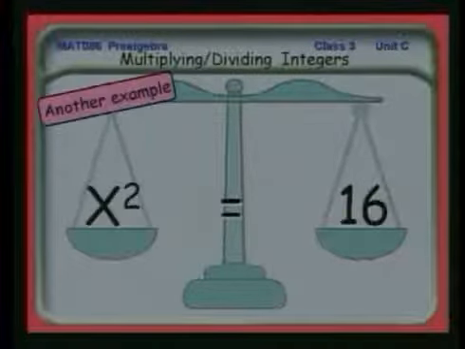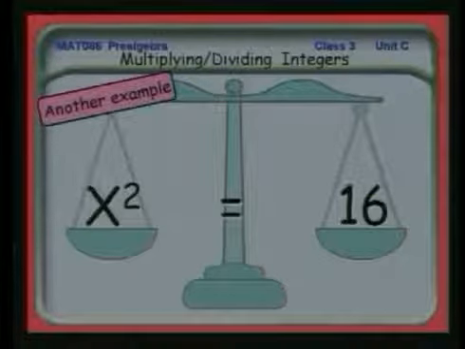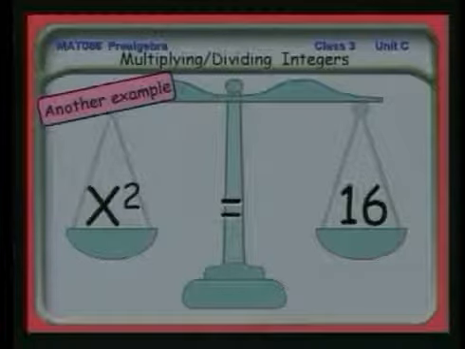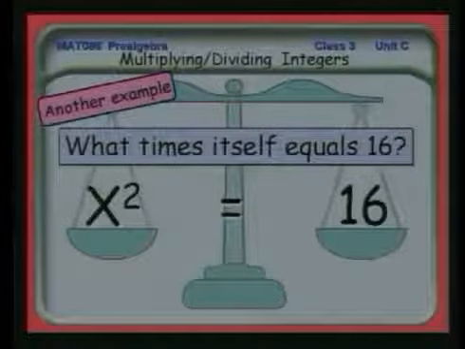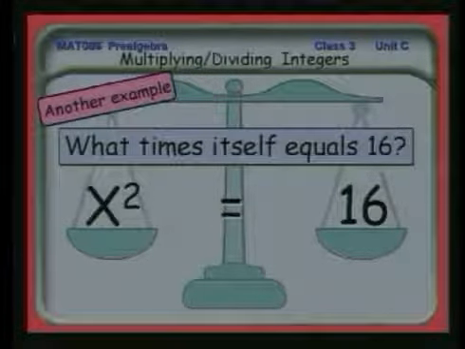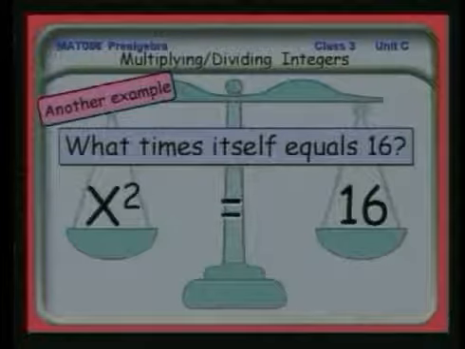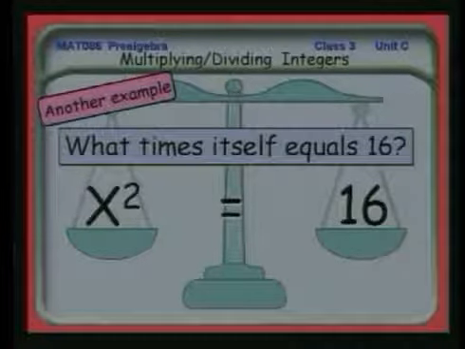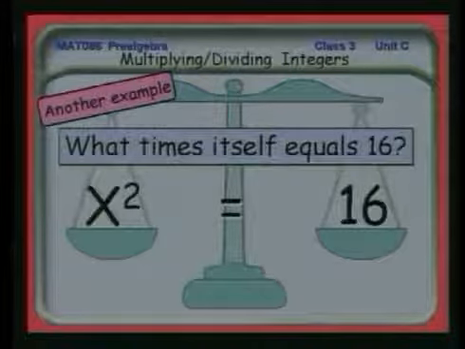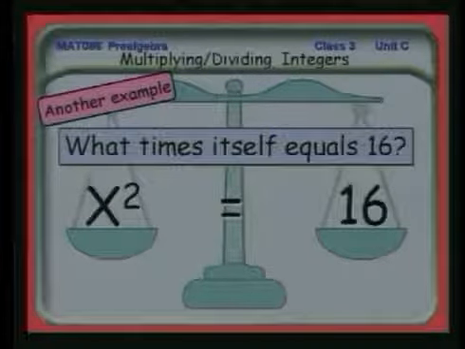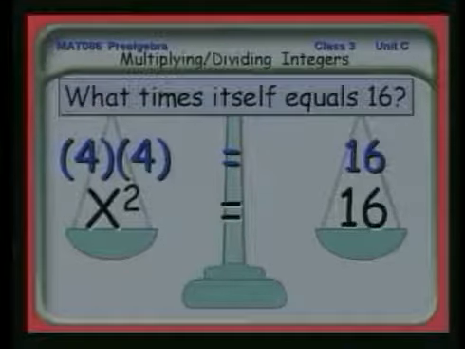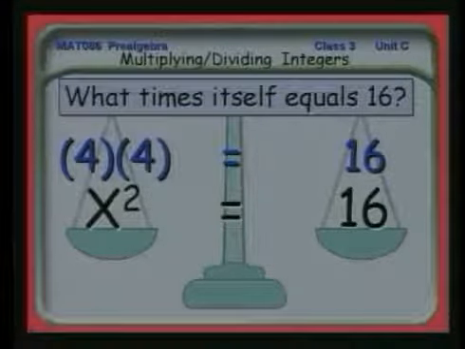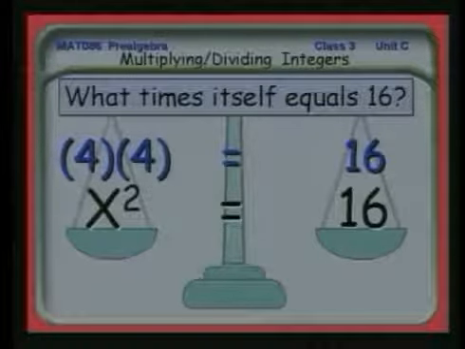Let's try something a little bit different. Here we have our unknown raised to a power. X squared is equal to 16. And I remember that I need to do the same thing on both sides of the equation. I need to ask myself the question, what times itself is equal to 16? 4 times 4 is equal to 16, so perhaps x is equal to 4.